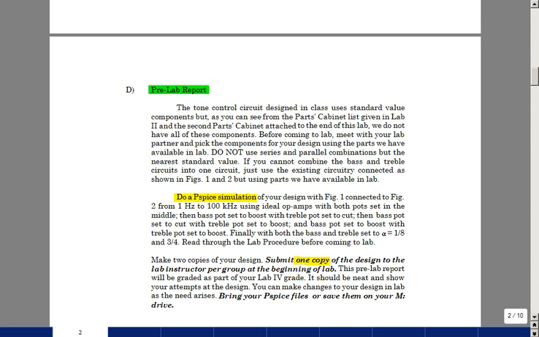Now the tone control we designed in class used certain values of resistances, and if you look at our parts cabinet that we had in lab 2, and in fact the second parts cabinet at the end of this lab, you'll see that some of the components I picked are not available. Could you go back and repick those numbers such that we do use the parts that are in the parts cabinet? And again, I don't want you to use series and parallel combinations, but to use values that we have available in the parts cabinet.